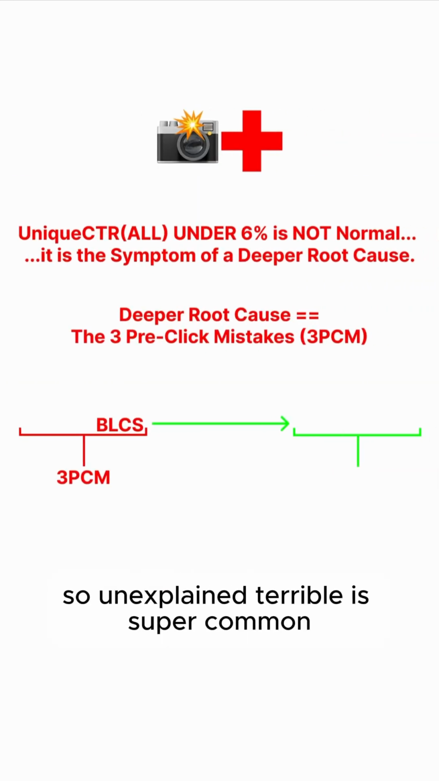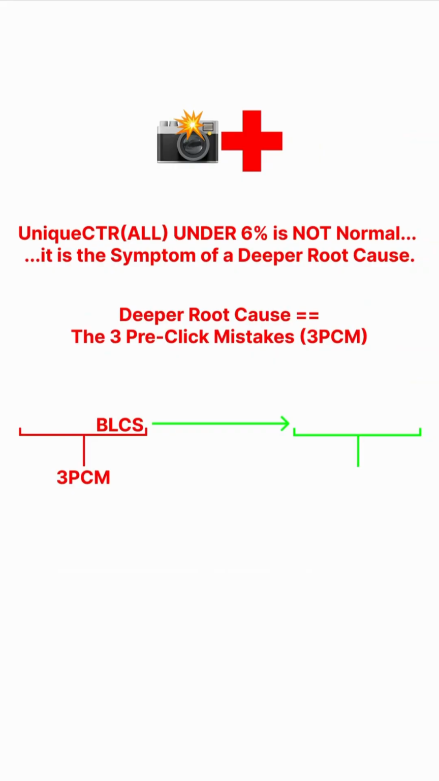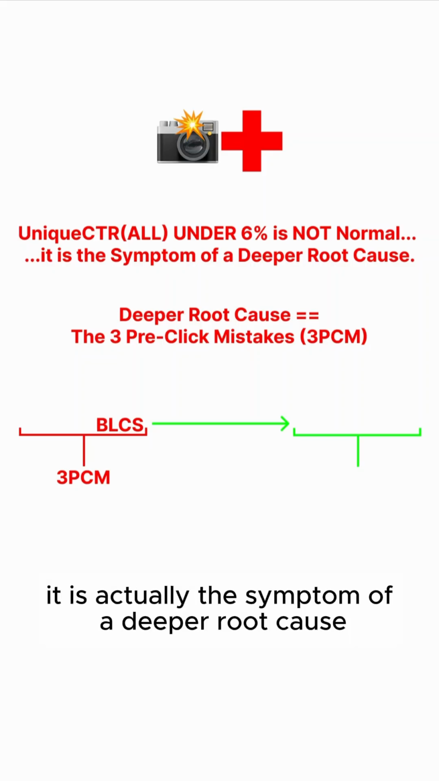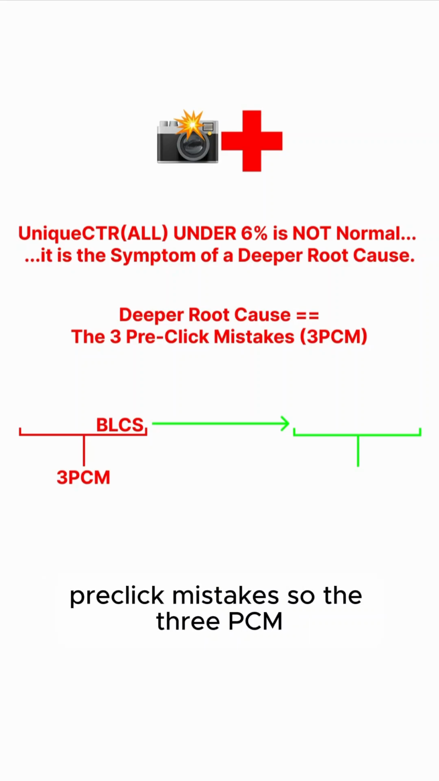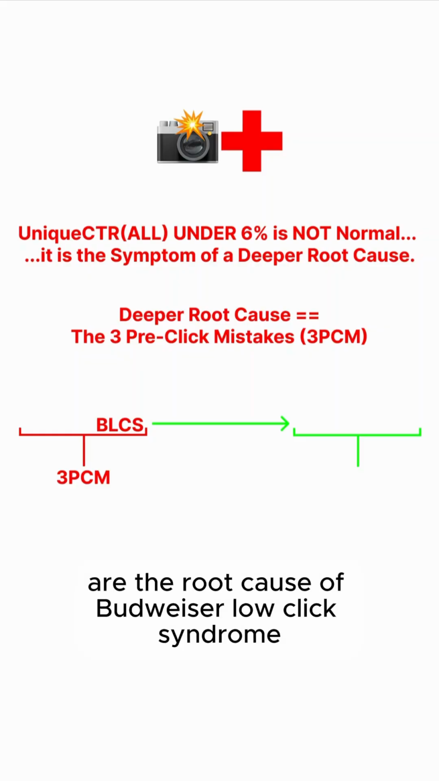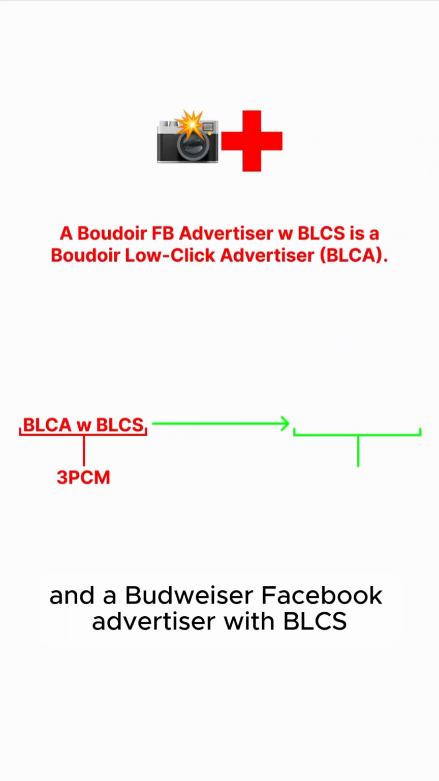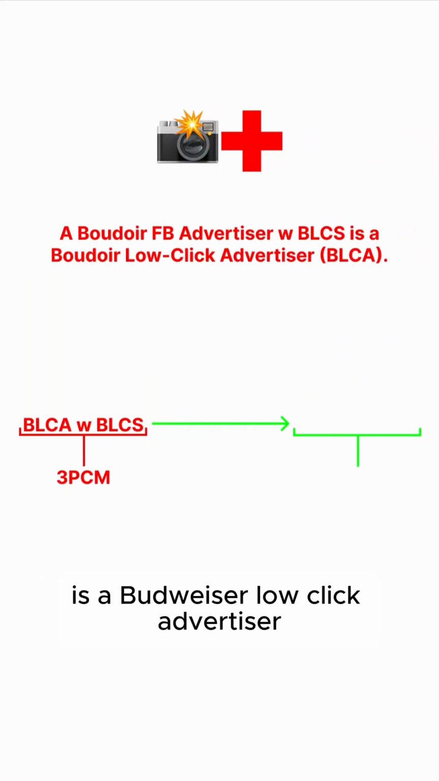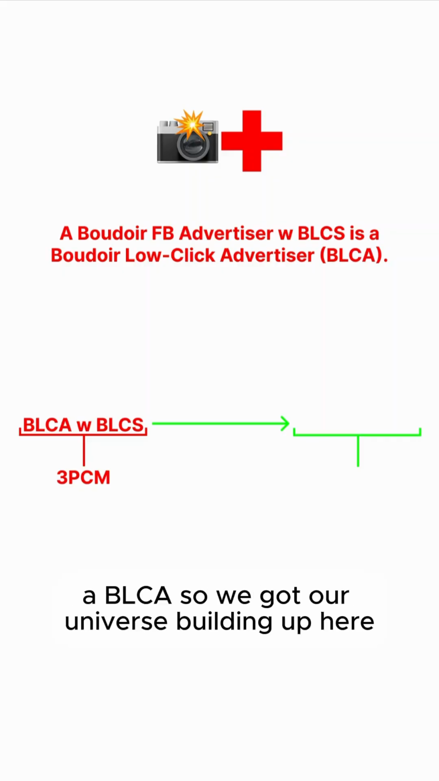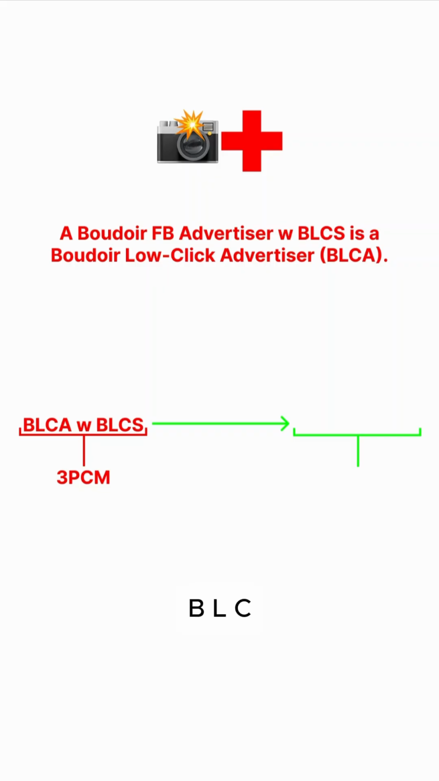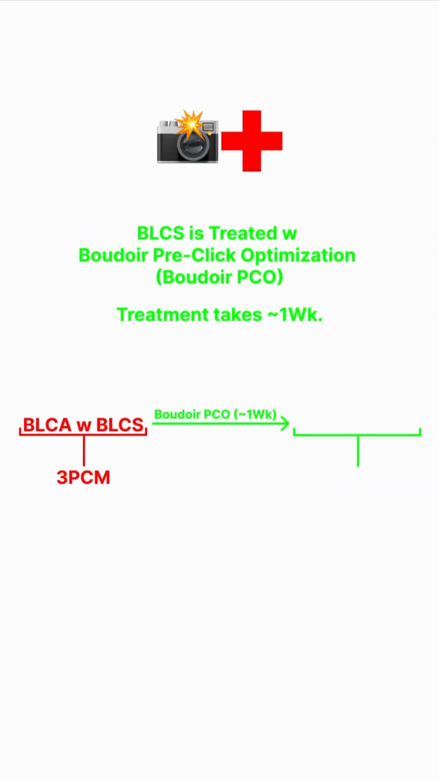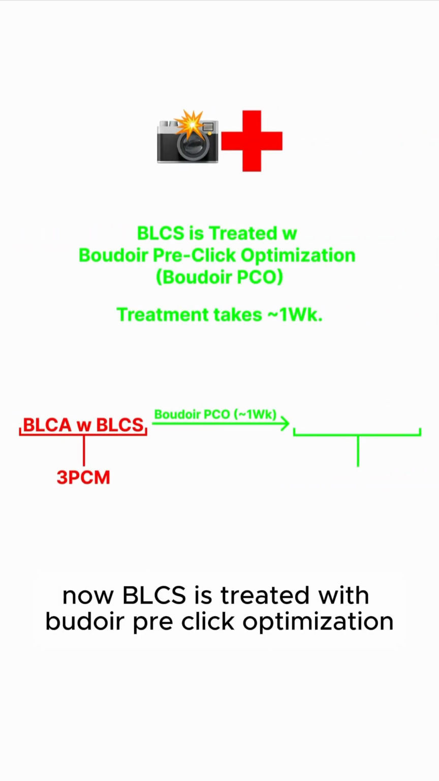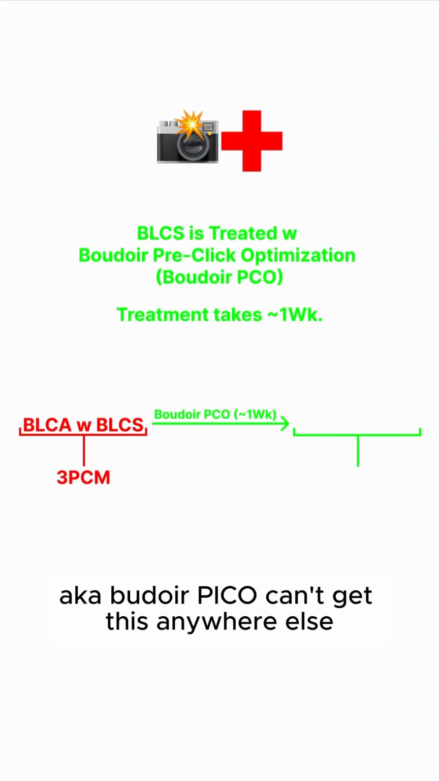Under 6% unique CTR is super common, but it is not normal. It is actually the symptom of a deeper root cause. And that deeper root cause is the 3 pre-click mistakes, the 3 PCM. They are the root cause of Boudoir Low Click Syndrome. A Boudoir Facebook advertiser with BLCS is a Boudoir low click advertiser, a BLCA. So we got our universe building up here. BLCA with BLCS is caused by the 3 pre-click mistakes. And now BLCS is treated with Boudoir pre-click optimization, aka Boudoir Pico.